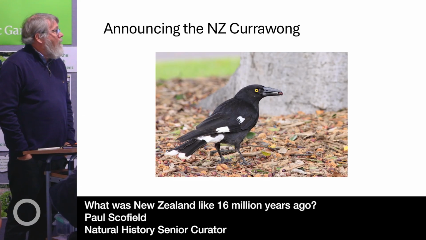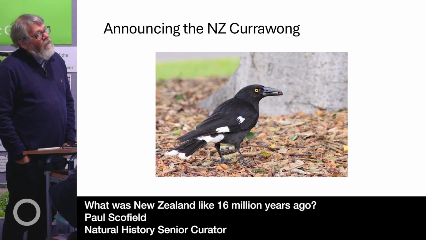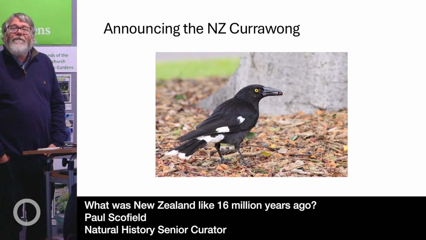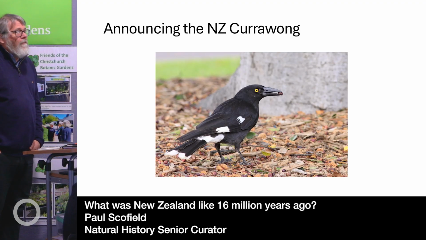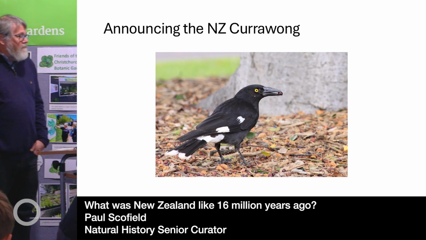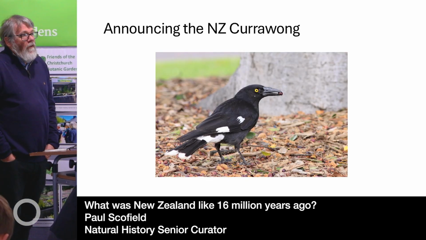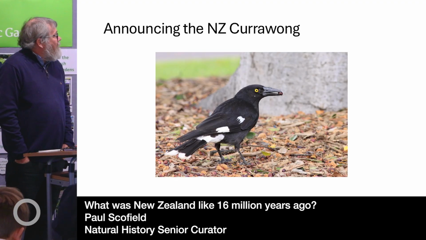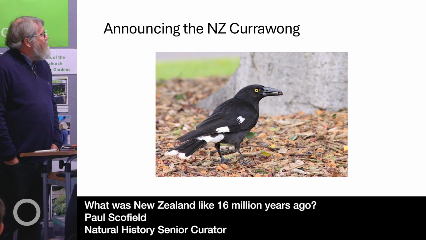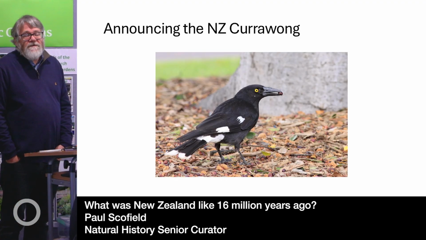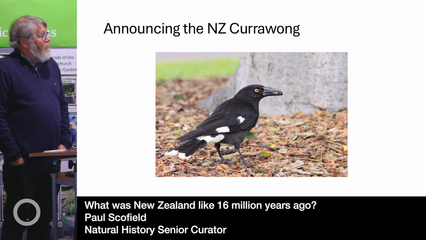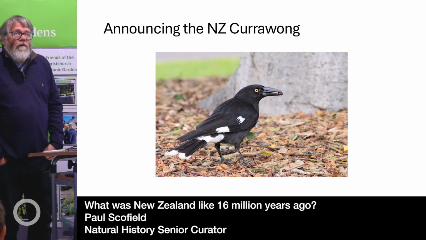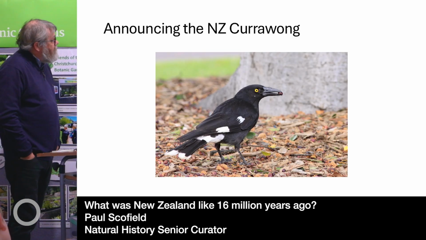So a lot of New Zealand conservationists are very anti-magpie, and that's understandable. I mean, they definitely do affect the flora and fauna, mainly the native fauna. But what's quite surprising is the fact that 16 million years ago we might have had a bird that was actually quite closely related to magpies. The currawongs are magpies' nearest relatives.